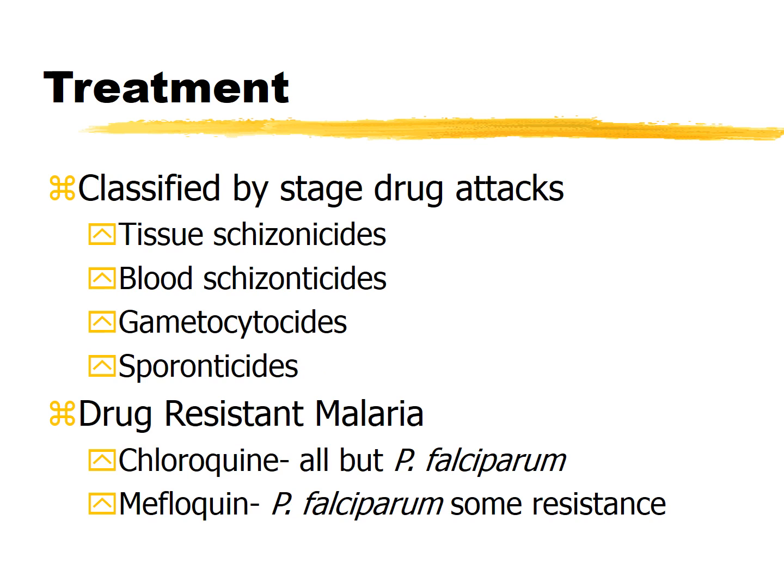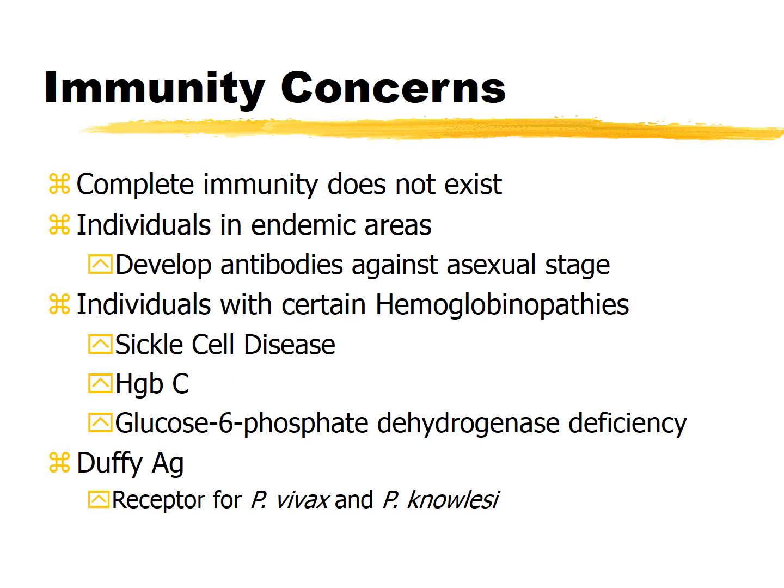Treatment is typically classified by the stage that the drug attacks. The problem with treatment nowadays is, like everything else, we're starting to see drug-resistant malarias. Falciparum is one of the biggest ones we're seeing resistance in. There are some immunity concerns. Complete immunity doesn't exist. If you get it, you can get it again, even though you've been treated.